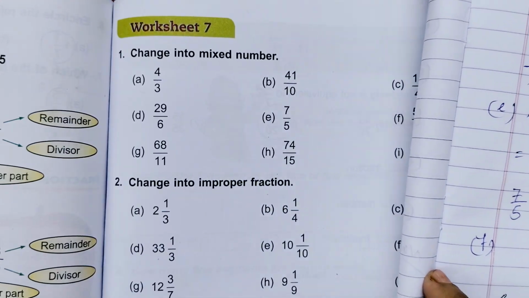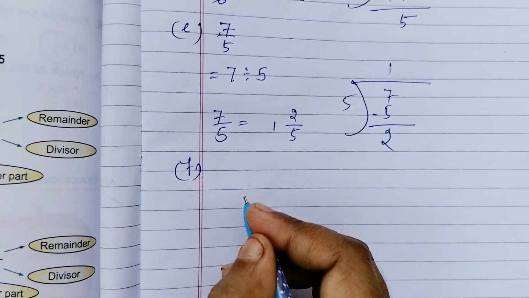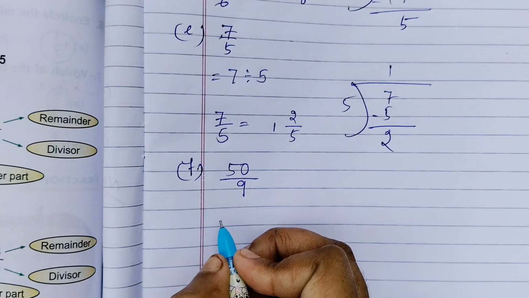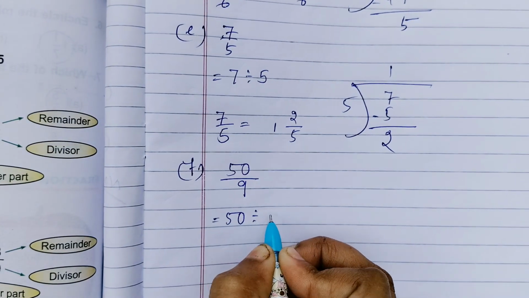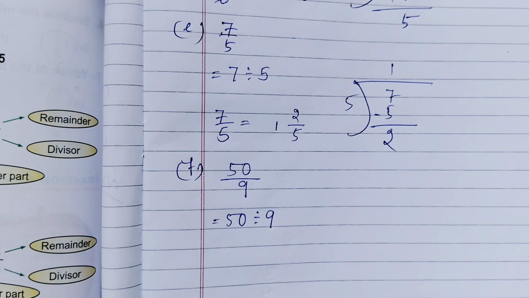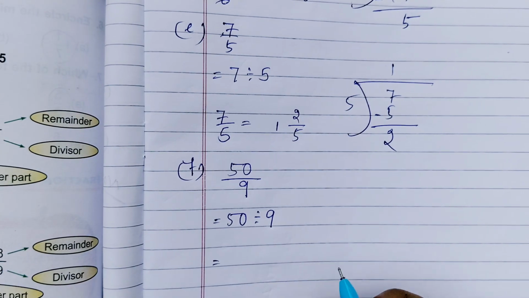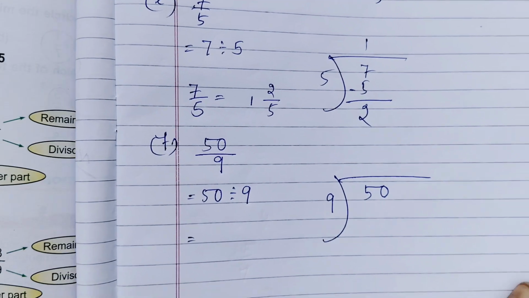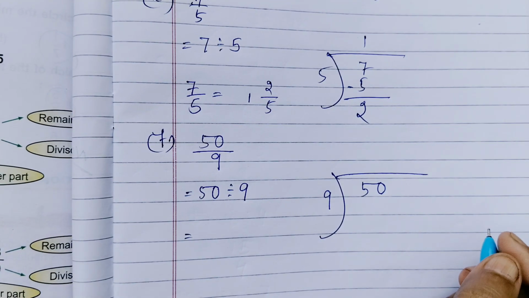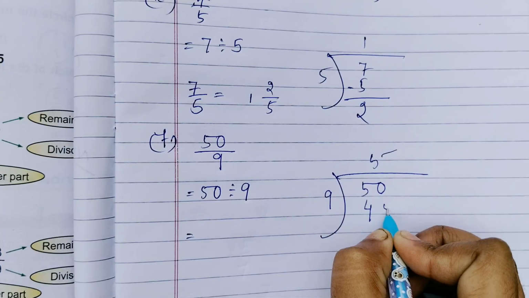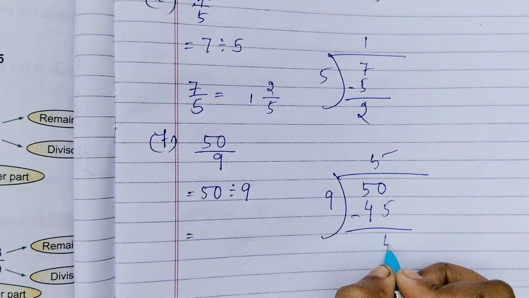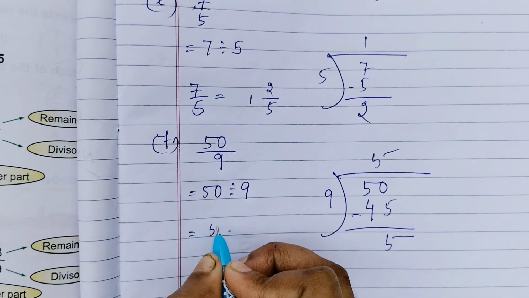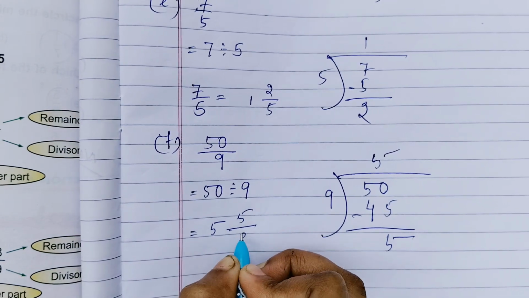Another, point F. 50 by 9. First it can be written as a division sum, 50 divide 9. So we write 9 5s are 45. 50 minus 45 equals 5. So it can be written 5 whole of 5 by 9.